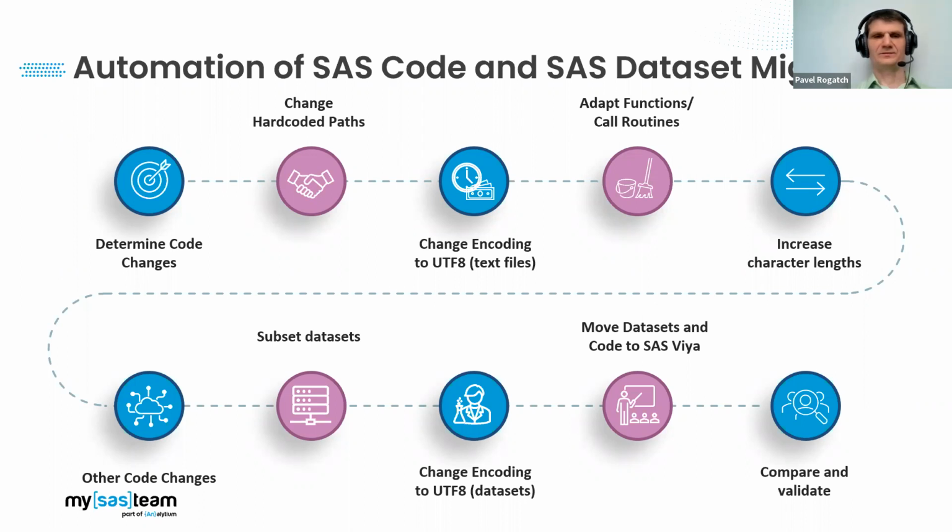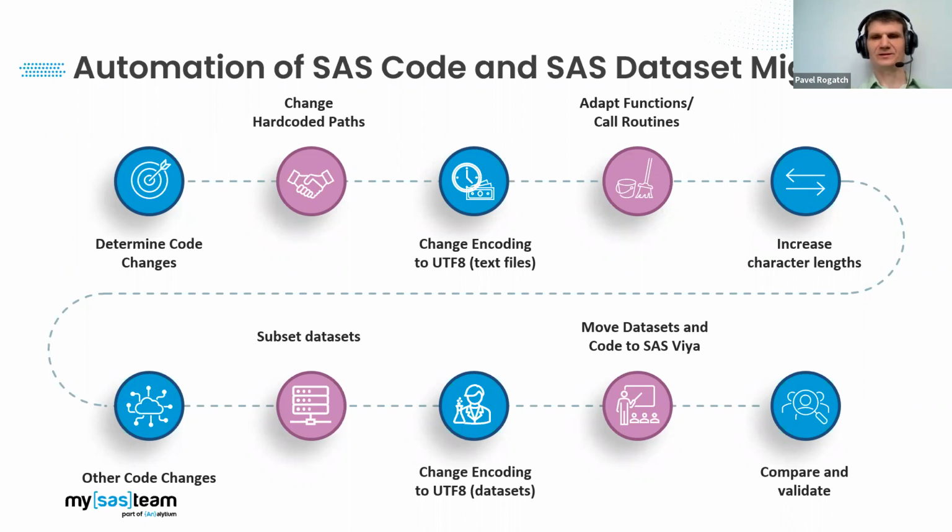And then we also had to subset data sets that were necessary for migration from SAS 9 to a new platform, and then change encoding of these data sets to UTF-8, and of course move data sets and code to a new platform, to the cloud, and compare and validate data sets.